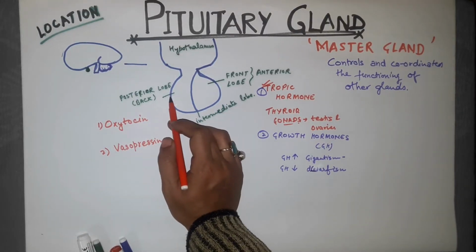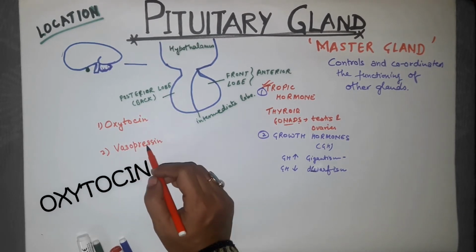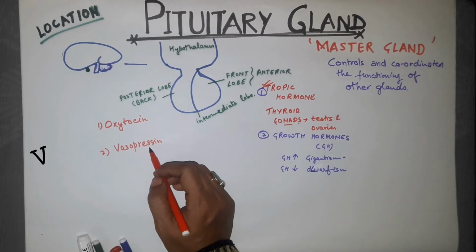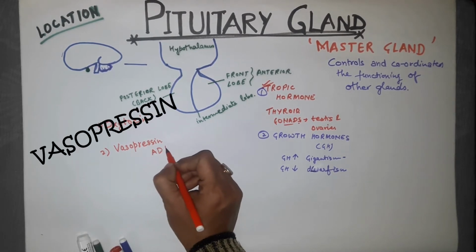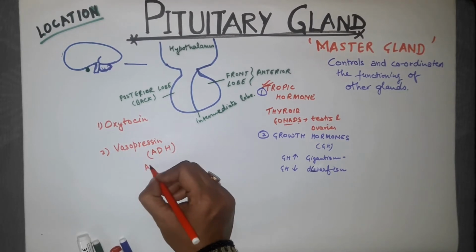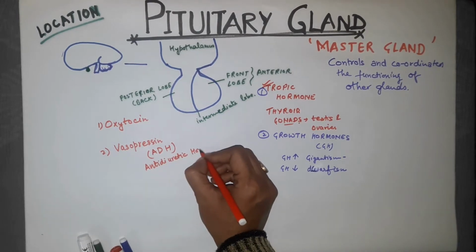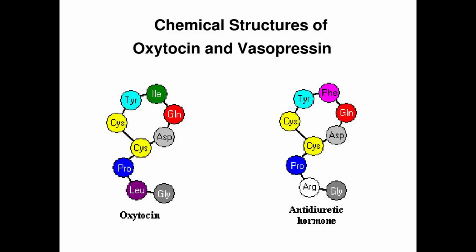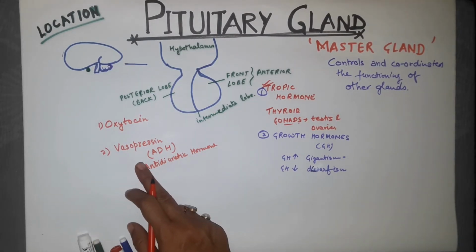Now the posterior lobe will also secrete some hormones. The first hormone is oxytocin, and the other hormone is called vasopressin. Vasopressin is also known as ADH. Why? Because it is anti-diuretic hormone. Now, what is the function of vasopressin? Vasopressin controls reabsorption of water from urine.